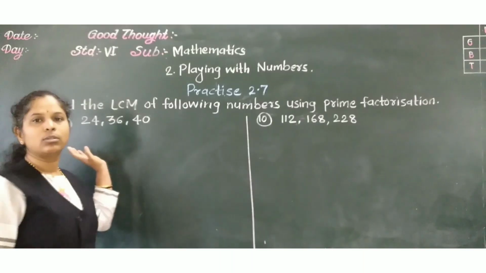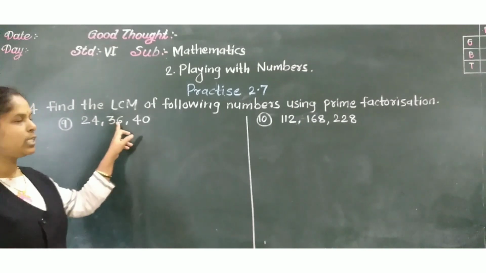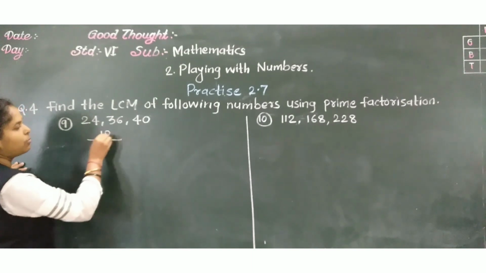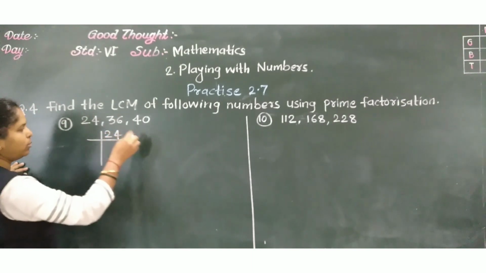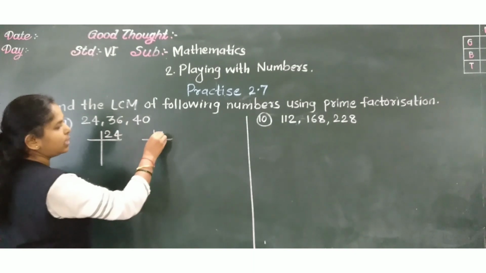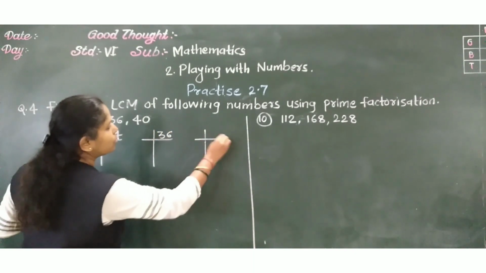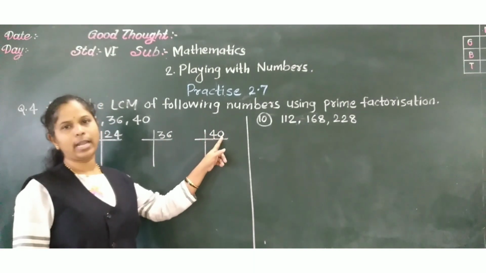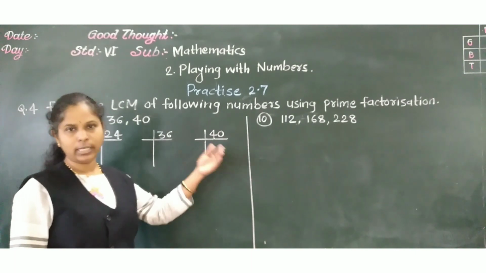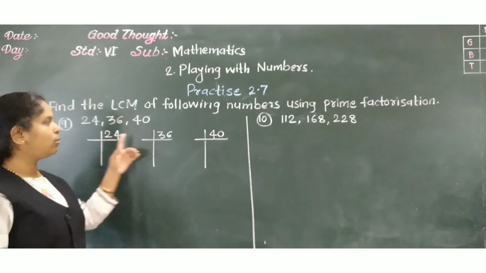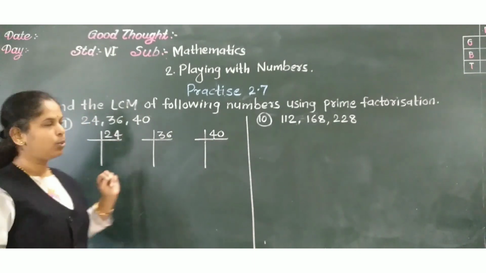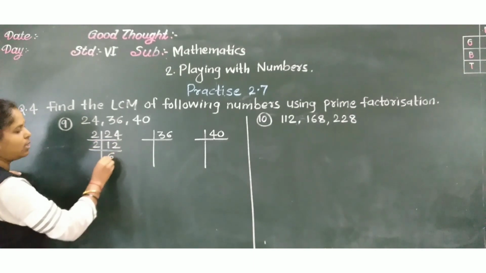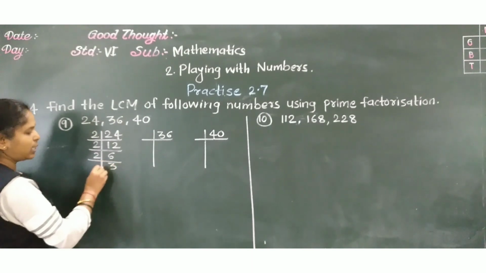Followed? Question number 9: 24, 36, 40. We have to find out the LCM. So, find out the prime factors of 24, 36 and 40. 4, 6 and 0 is there at its units place, so according to the test of divisibility, we can divide all these three numbers by 2. So, 2 1s are 2, 2 2s are 4, 2 6s are 12, 2 3s are 6.